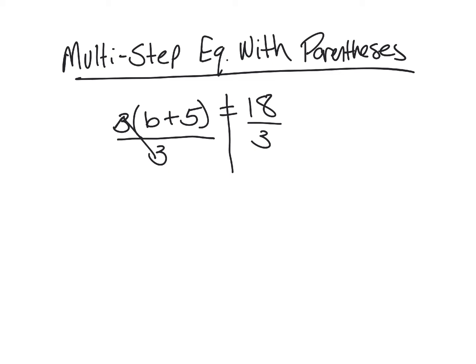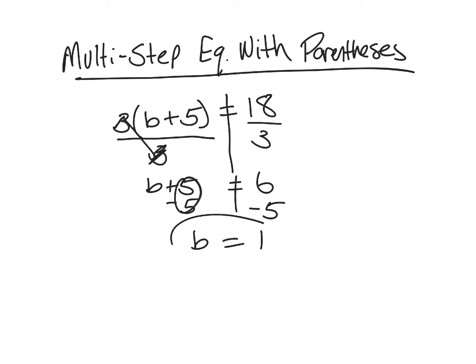and that 3 divided by 3 goes to 1, and we have b plus 5 equals 6. Now I have a one-step equation. I subtract 5 from both sides. I get b equals 1.